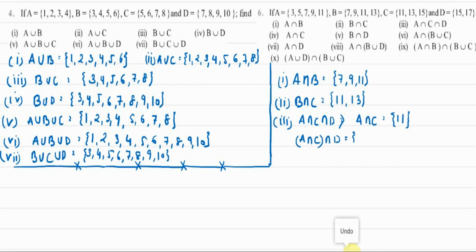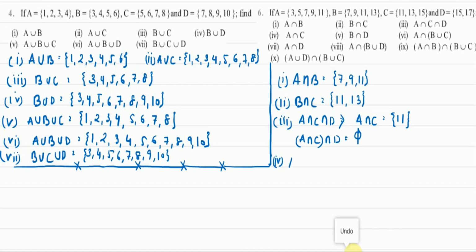That means now we'll see the set A intersection C and set D. Now set D has 15 and 17. Set A intersection C has element 11. There is no common element in both the sets. So the intersection will become φ. That is the empty set.